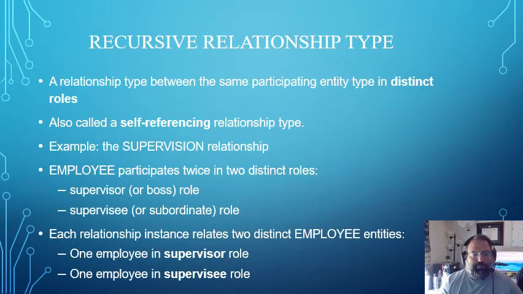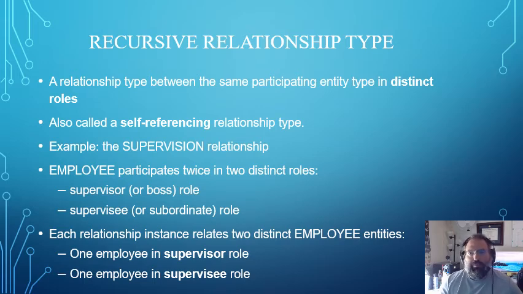A relationship between the same participating entity type in distinct roles is a recursive relationship type. This is also called a self-referencing relationship type. This is the situation where an employee manages another employee. So employee participates twice in two distinct roles, supervisor or boss, and so on. This is a relatively simple variation on the theme.